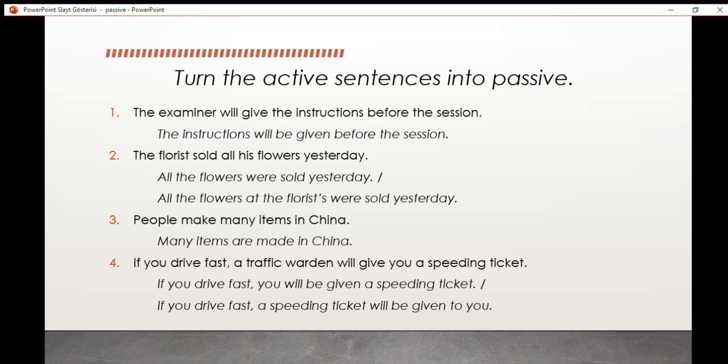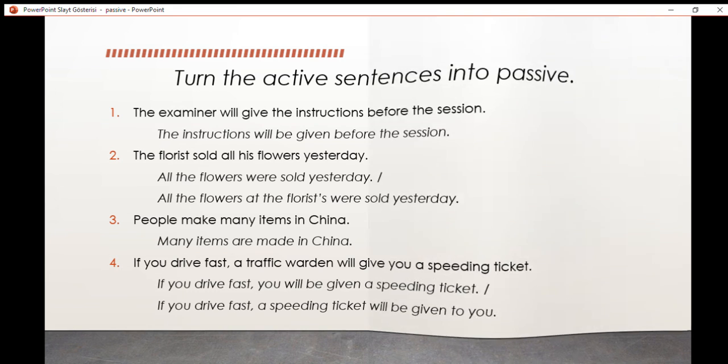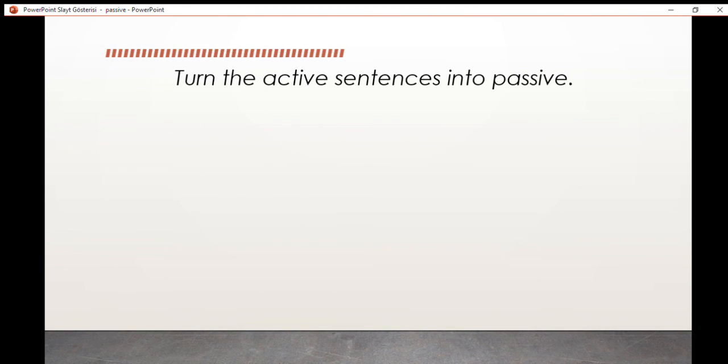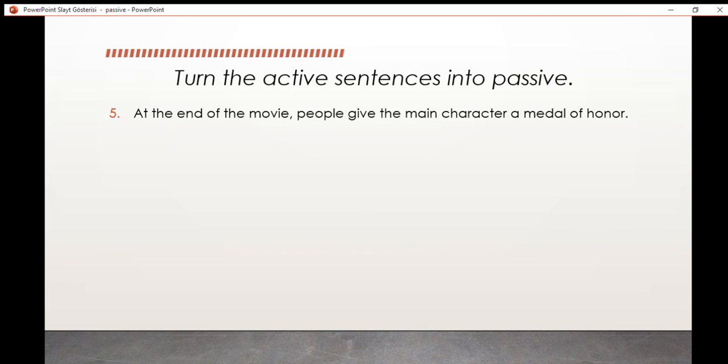In English and in Turkish, both these sentences, if you drive fast, you'll be given a speeding ticket, and if you drive fast, a speeding ticket will be given to you, have the same meaning. They have the same meaning in English and in Turkish. And both answers are correct, obviously, because they have the same meaning.